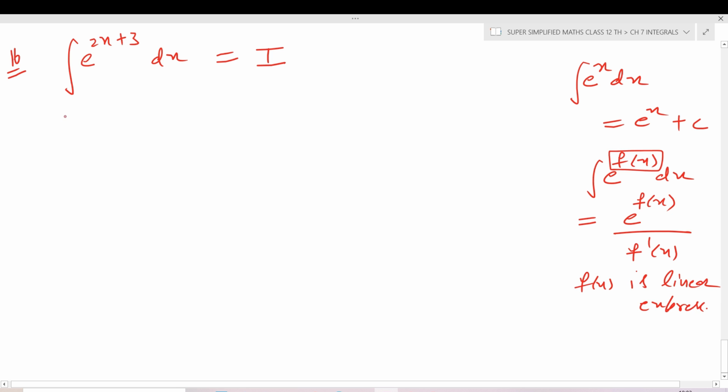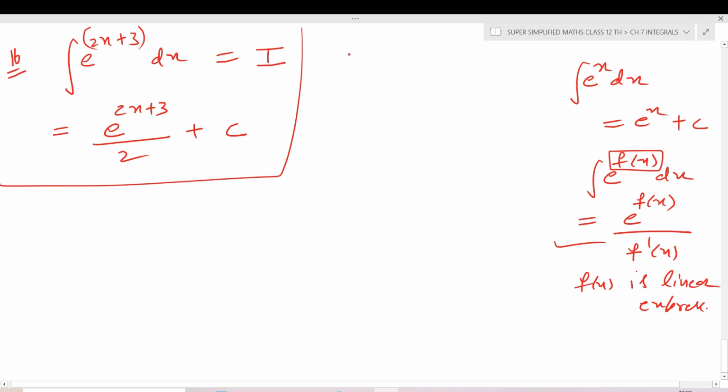That means here you can directly do it without substitution also by this method that I have explained, that its integration is going to be e raised to the power 2x plus 3 upon the derivative of 2x plus 3, which is 2, plus a constant of integration. Otherwise, if you want to use the substitution, you can use that. This is the alternative method: put 2x plus 3 to be t, differentiating both sides, 2 dx is equal to dt. So dx can be written as dt by 2.